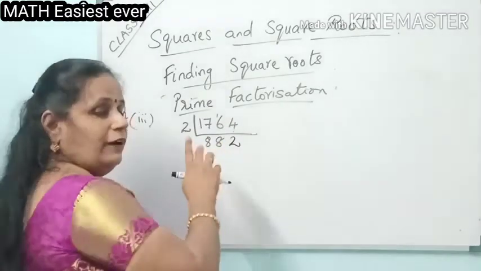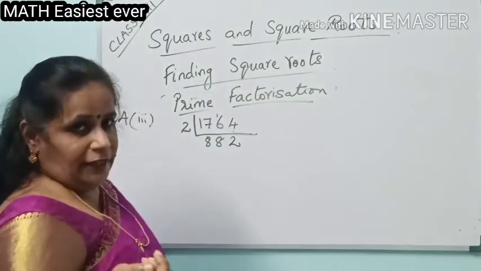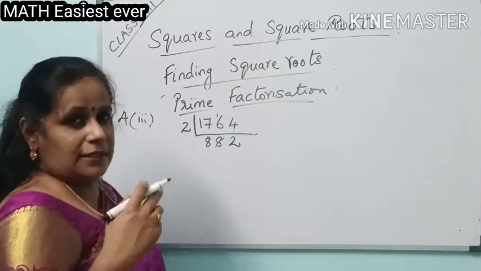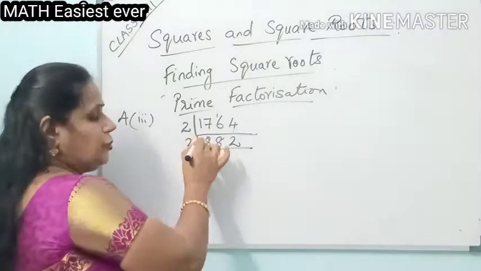Some children might find it difficult to do it directly. If you have difficulty, you do it in the ordinary way and write the quotient here. Okay, but you have to practice this method since you'll get it by practice. Okay, children. Now take this and divide it with 2 again.